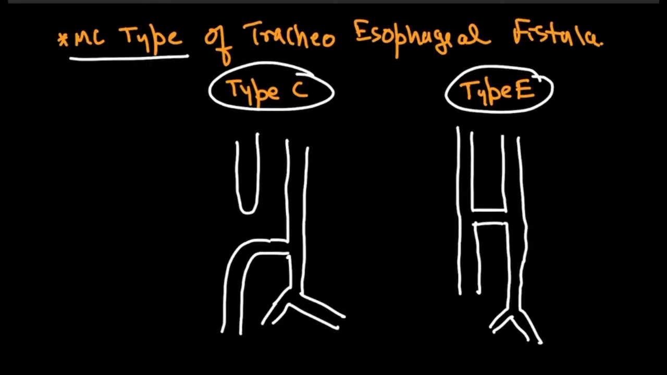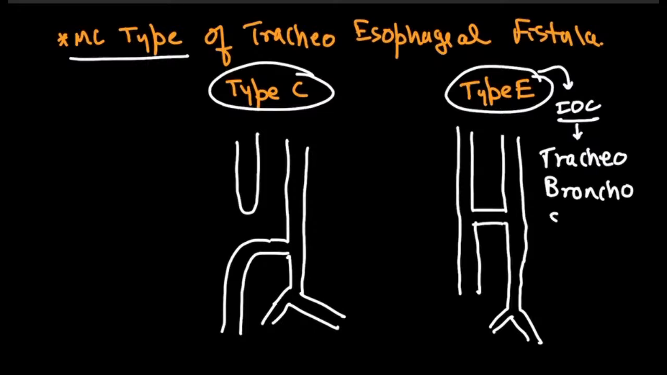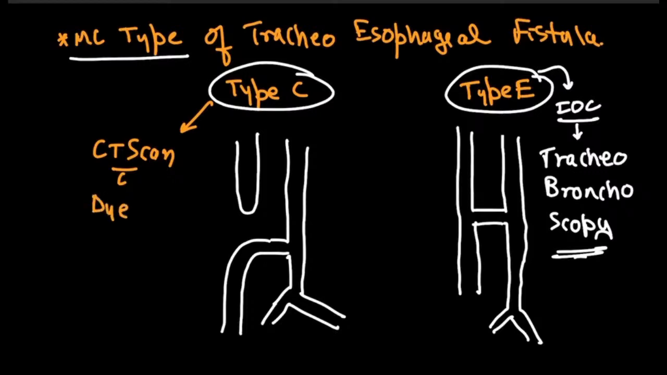And what I'm trying to ask you, what is the investigation of choice for this? The investigation of choice for this is tracheobronchoscopy. Okay, what is the answer? It is tracheobronchoscopy. On the other hand, if you talk about type C, here it is going to be a CT scan with the dye study. This is the investigation of choice for type C tracheoesophageal fistula.